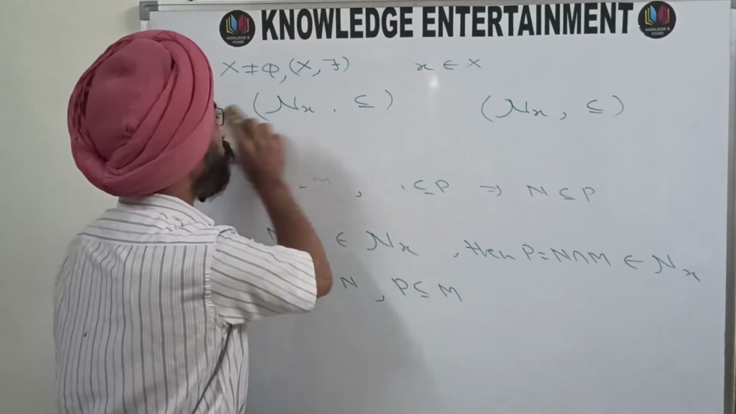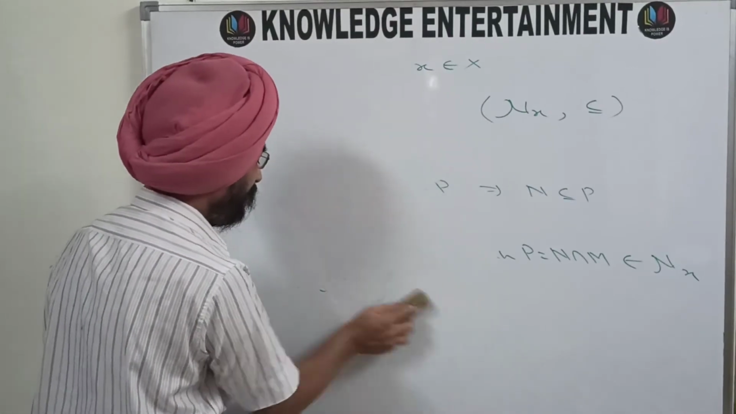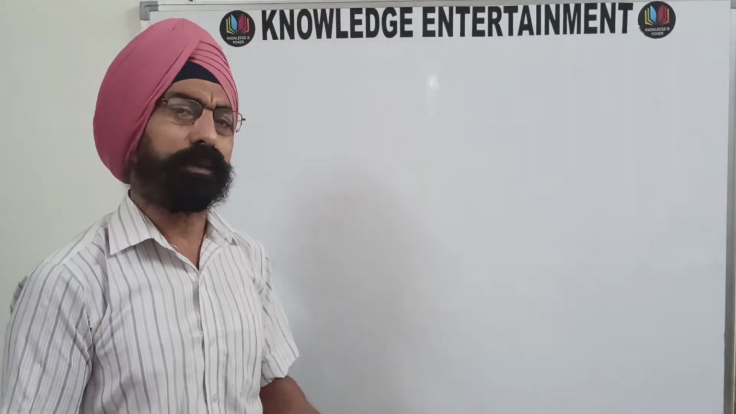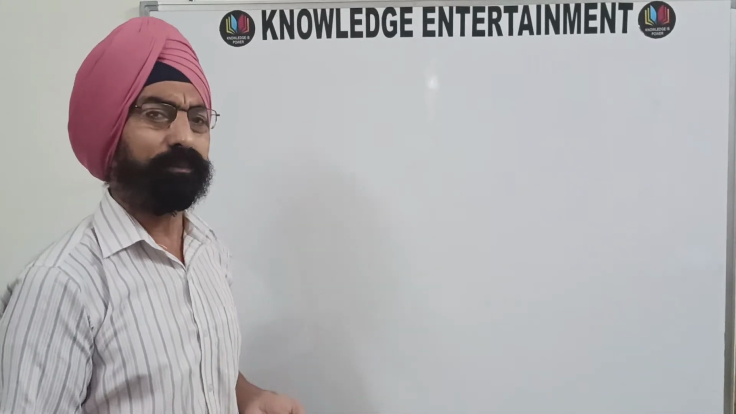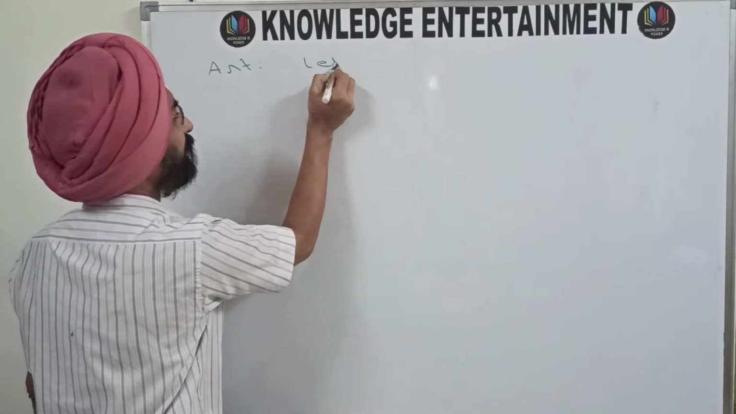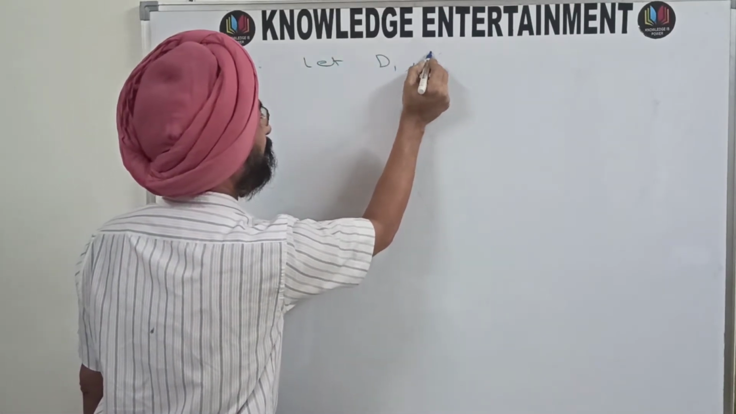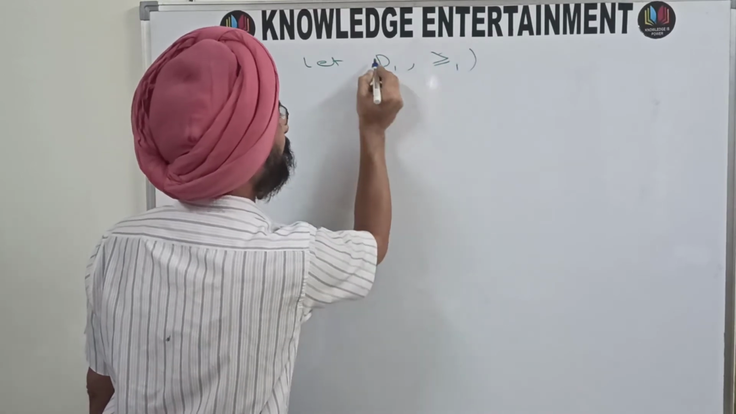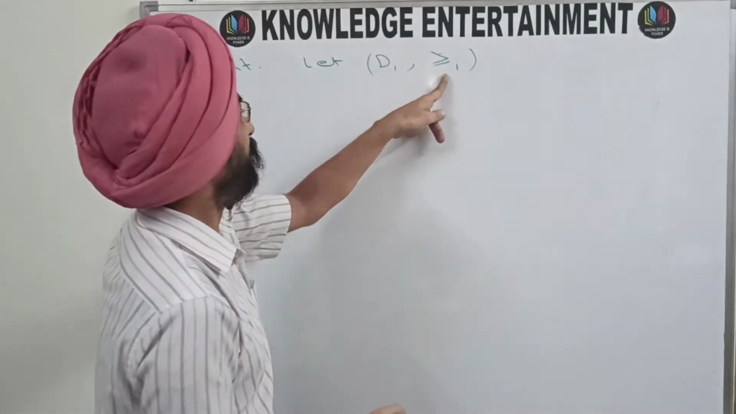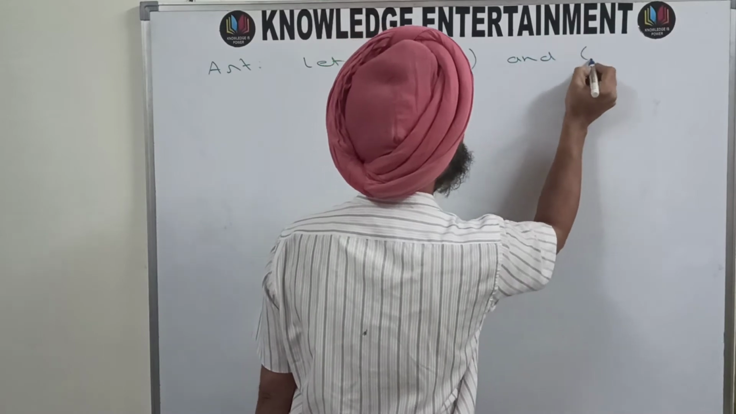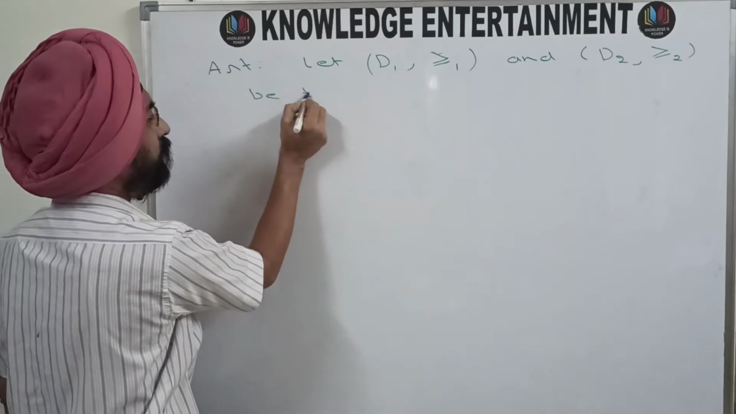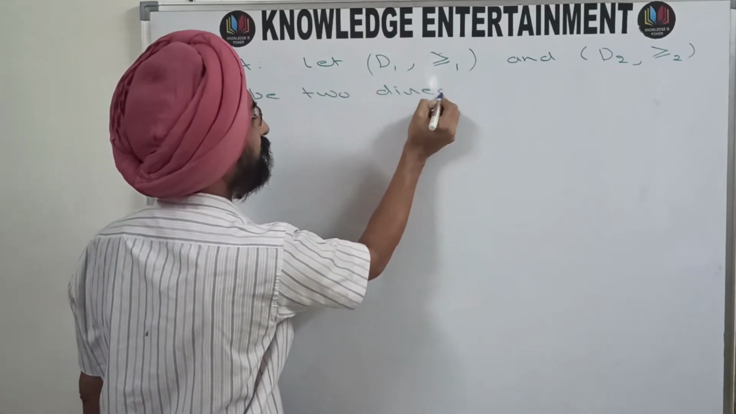And now we are moving towards a very interesting property of directed sets, and let us see what it is. You can call it a property, an article, a theorem, whatever name you want to give. I am writing it as an article. Let D1 with greater than or equal to 1, which is just a symbol for a binary operation, and D2 with greater than or equal to 2 be two directed sets.